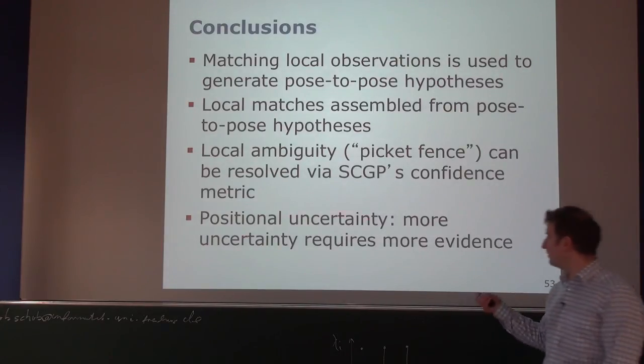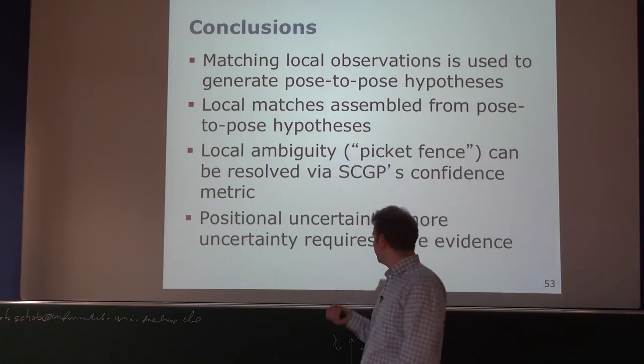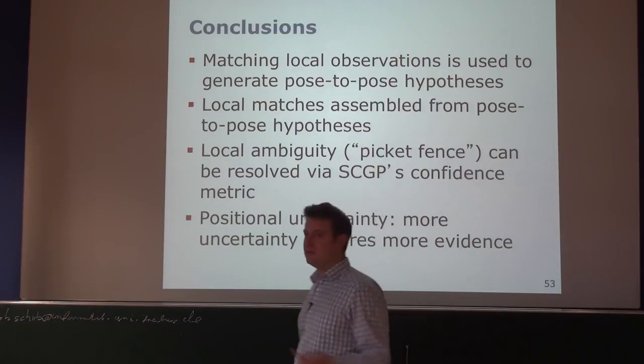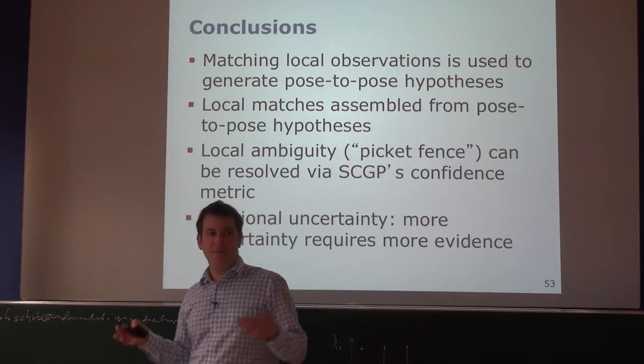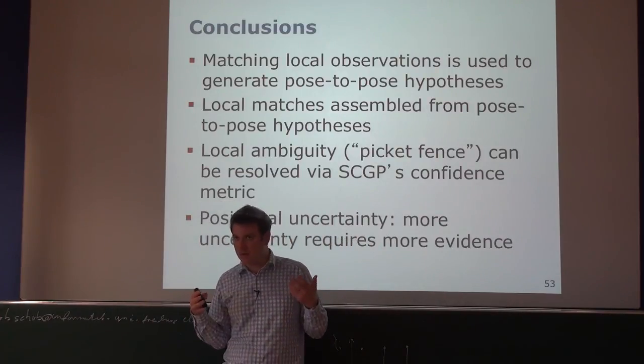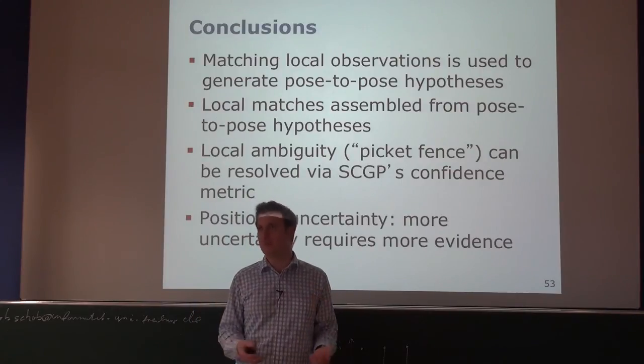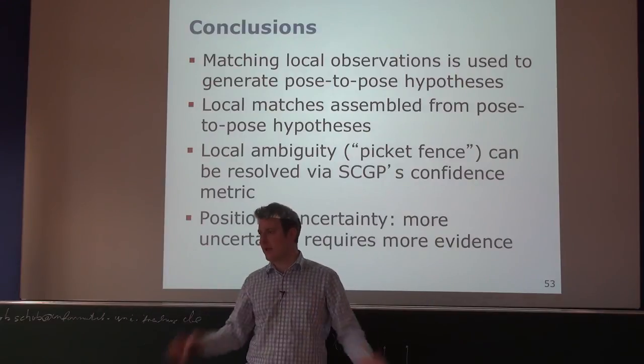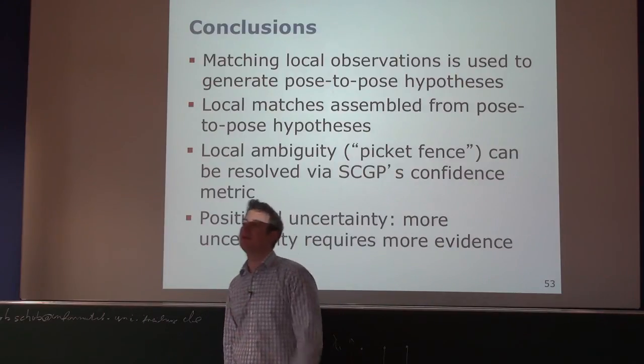Again, regarding the positional uncertainty of the platform, the higher the uncertainty is in an area, the better I need to know the area in order to make the decision. Is there a global ambiguity or not? If the uncertainty ellipse is big, I need to look at all that area in order to make the decision, to know whether that's the only place where I can actually match.